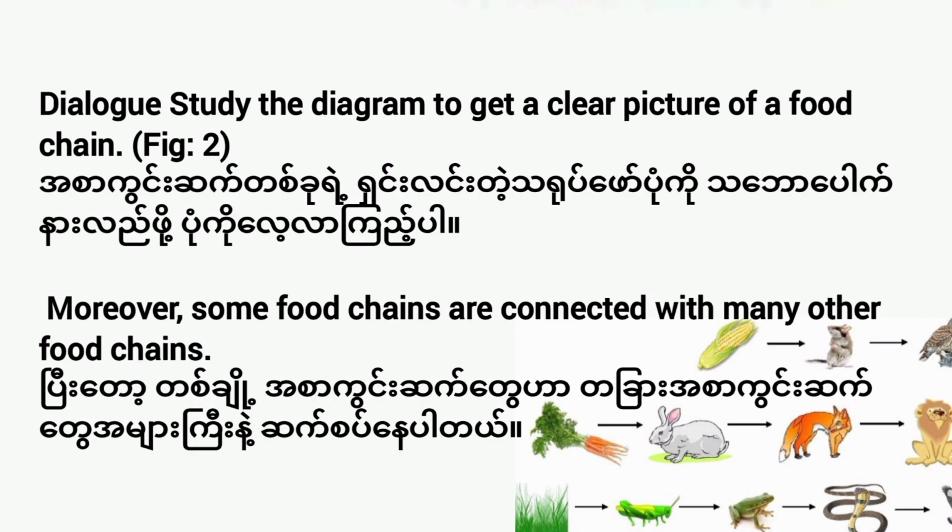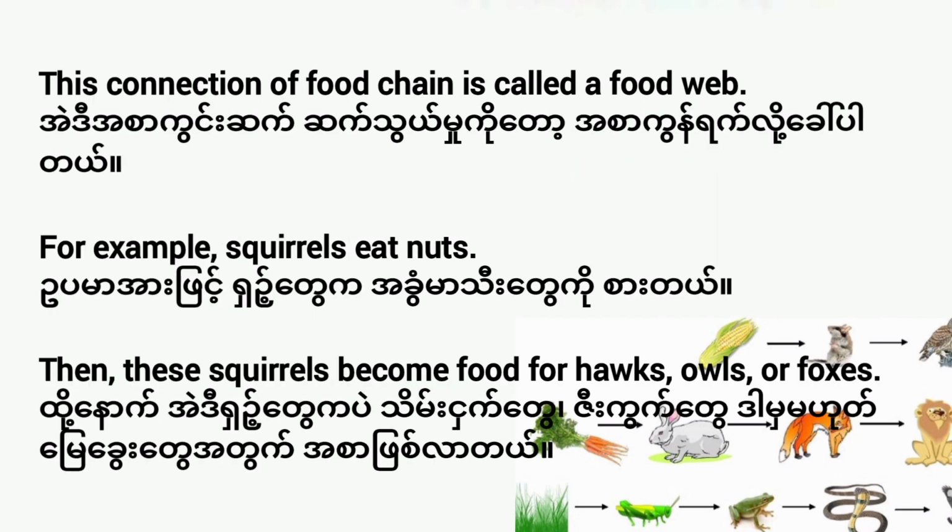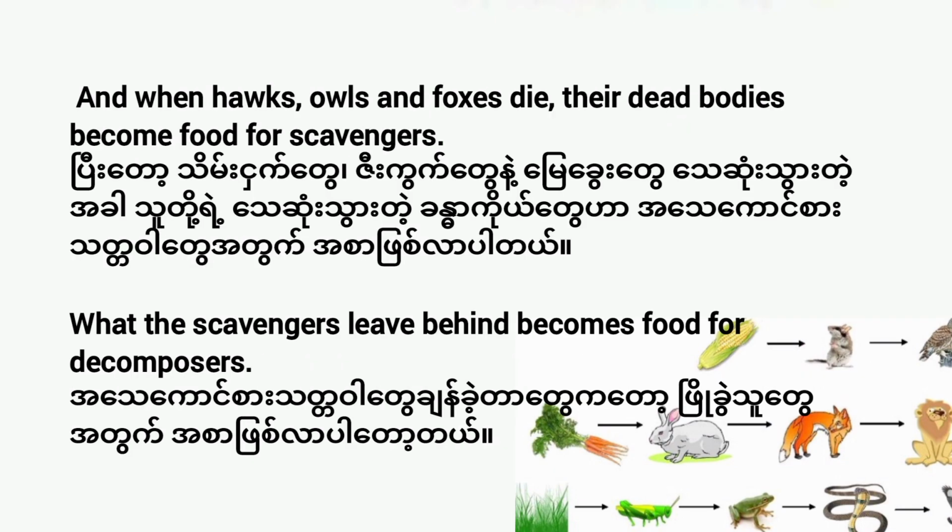Moreover, some food chains are connected with many other food chains. This connection of food chains is called a food web. For example, squirrels eat nuts. Then, these squirrels become food for hawks, owls, or foxes. And when hawks, owls, and foxes die, their dead bodies become food for scavengers.